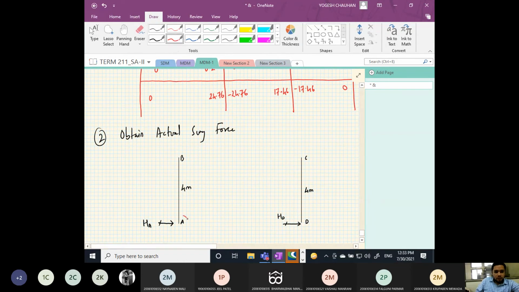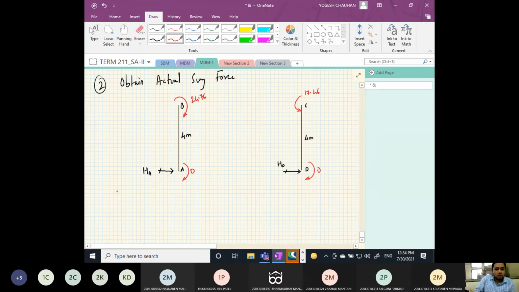We have the moments from this analysis. The moment here is 0, the moment here is 24.76, the moment here is 0, and the moment here is anti-clockwise 17.46. So we can now find the sway force from this.